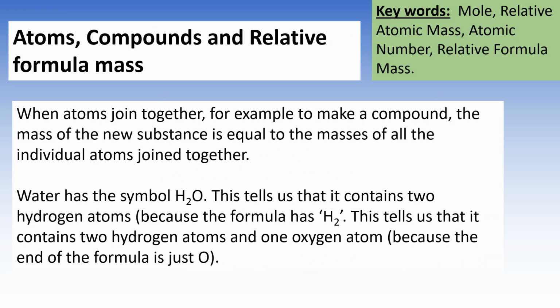So what exactly are atoms, compound, and relative formula mass? We just do a little recap on that. So when atoms join together, for example, to make a compound, the mass of the new substance is equal to the mass of all the individual atoms joined together. So for example, you have a water. It has a symbol of H2O, right? It is a chemical formula of H2O.